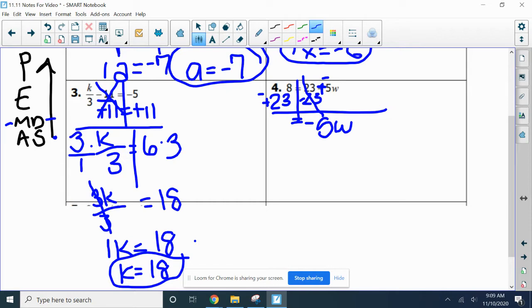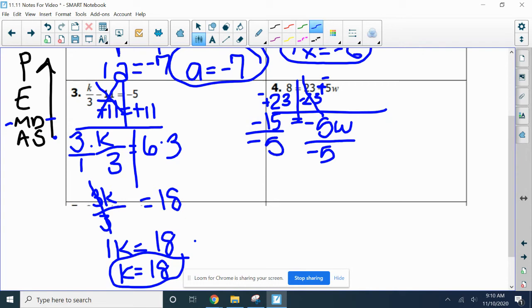So 23 minus 8 is 15. 23 is bigger, so it's going to be negative 15. And then we're going to go ahead in our last step. I have a multiplication attached to the variable, and I want my variable by myself. So in order to get rid of multiplication, we are going to divide. So to get rid of times negative 5, we're going to divide by negative 5.